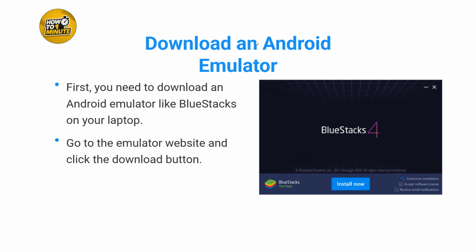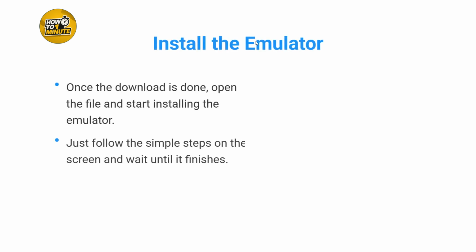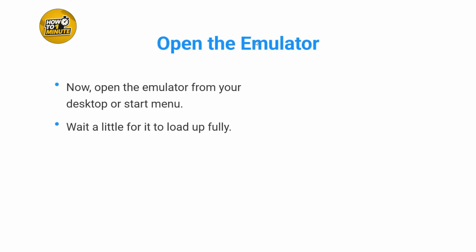Go to your web browser and search for BlueStacks. Click on the official BlueStacks website and download the installer. Once it's downloaded, open the file and follow the steps to install BlueStacks on your laptop. Now, open BlueStacks. It might take a little time to start up the first time. Once it's ready, you'll see a screen that looks like a tablet or phone. This is your Android emulator.